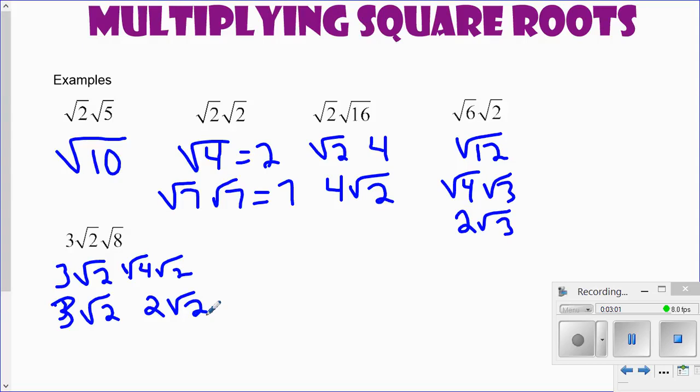I'm going to go ahead and multiply the 3 and the 2 that are on the outside of the square root, which is 6. And then I'm going to do root 2 times root 2. Well, root 2 times root 2 we did before. That's root 4 or just 2. So I have 6 out front times 2 from the square root of 2 times the square root of 2. And 6 times 2 is 12.